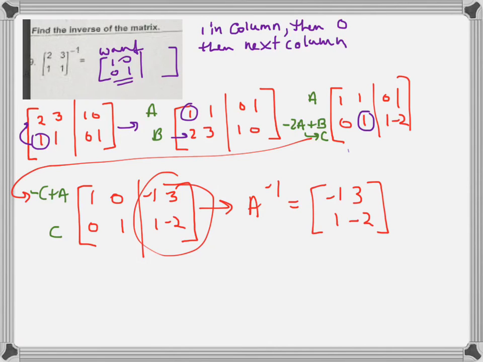So finally, if you look, the left of this matrix is the identity. It's 1, 0, 0, 1. So that means the right-hand side really is the inverse. So I have an inverse of -1, 3, 1, -2. If I wanted to check it, I would multiply it by the original matrix, and it should give me 1, 0, 0, 1.